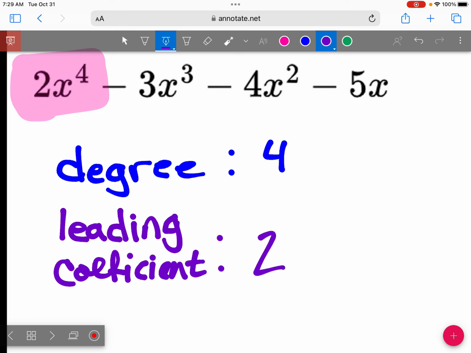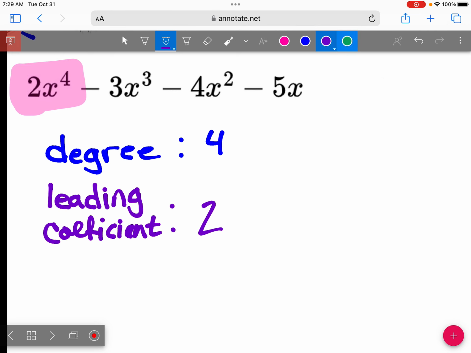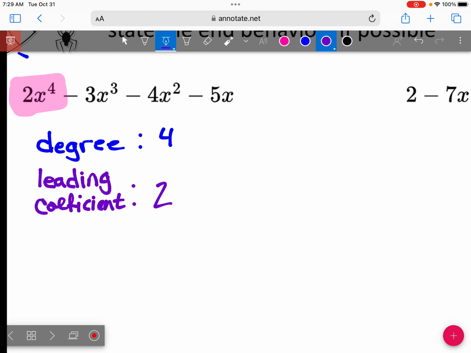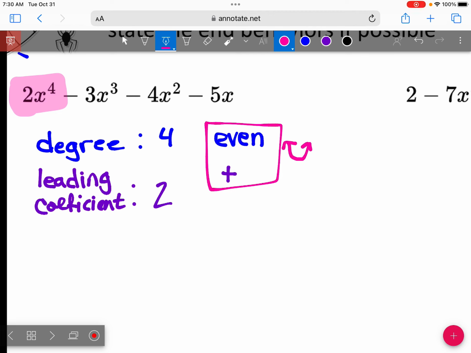So if I know it has a degree of 4 and a leading coefficient of positive 2, could we write out our end behavior? Yep. Because with a degree of 4 and a leading coefficient of 2, are we even or odd? Even. And are we positive or negative? Positive. So if we are even and positive, that means we have the same end behavior as a parabola, a happy face parabola.